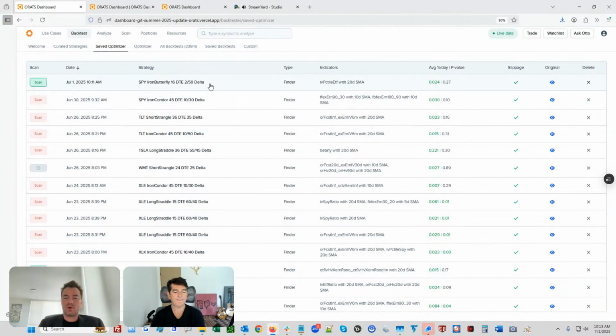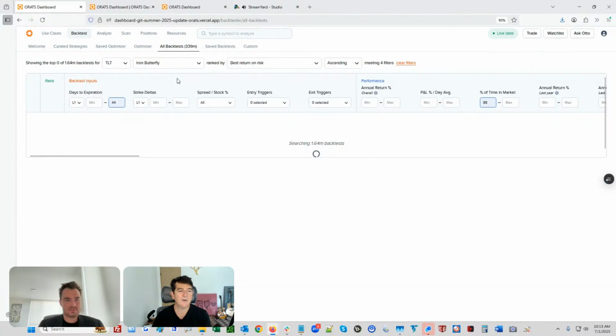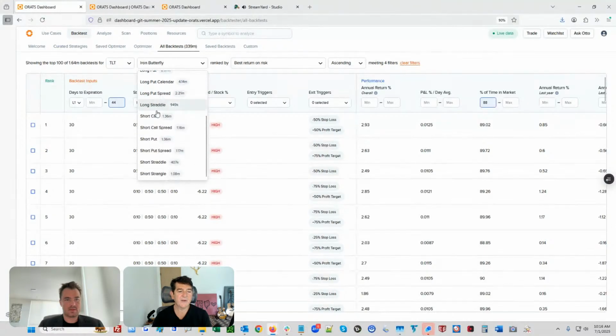Our goal at ORATS is to make that process for our users the easiest, most seamless, and fastest possible. So we're definitely making a lot of strides in that direction. It's great to see this sort of coming full circle. From backtesting, the backtest finder has 339 million backtests now. That's over 100 symbols, 15 strategies for each symbol. Very likely you can find something useful in there. And there are many different strategies that you could look at, short put spread, short strangle.